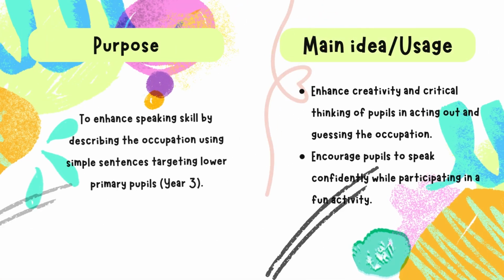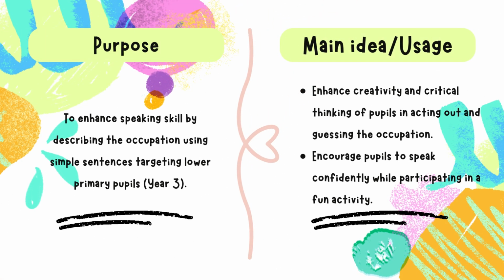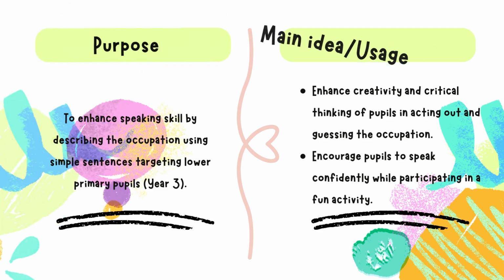The purpose of this learning strategy is to enhance speaking skill by describing the occupation using simple sentences, targeting lower primary pupils of Year 3. The main idea or usage of this strategy is to enhance creativity and critical thinking of pupils in acting out and guessing the occupation, as well as encourage pupils to speak confidently while participating in a fun activity.